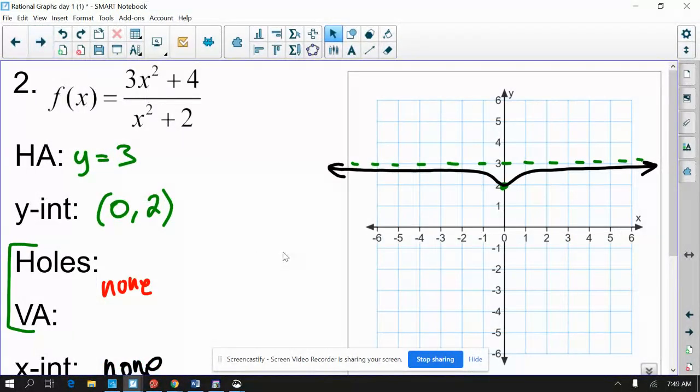Here's another one. This one's really unusual. First of all, notice the degrees are the same, x squared, x squared.